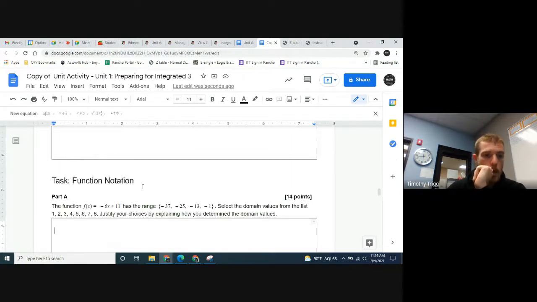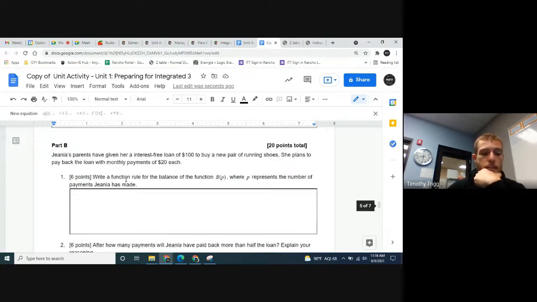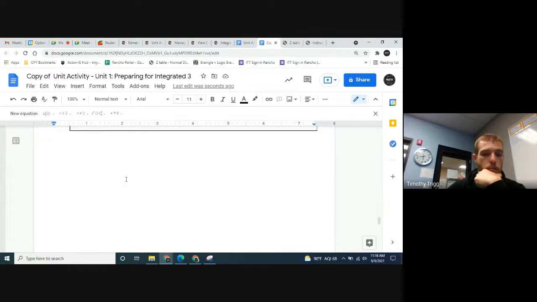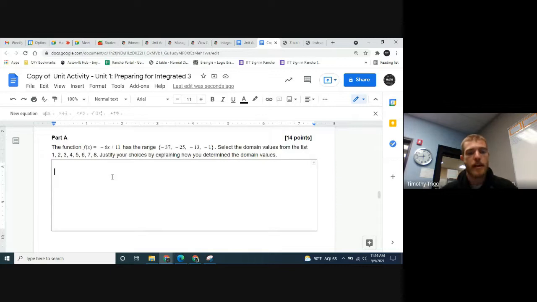Okay. Task, function notation. So this is part A of this task. All right. So part A: the function f of x equals negative 6x plus 11 has the range negative 37, negative 25, negative 13, negative 1. Select the domain values from the list 1, 2, 3, 4, 5, 6, 7, 8. Justify your choices by explaining how you determine the domain values.